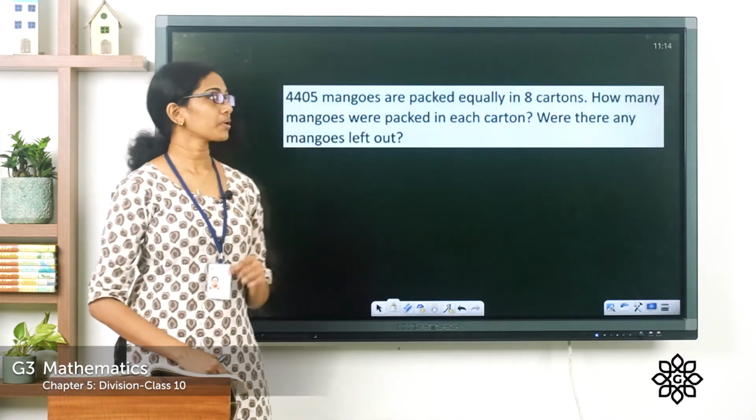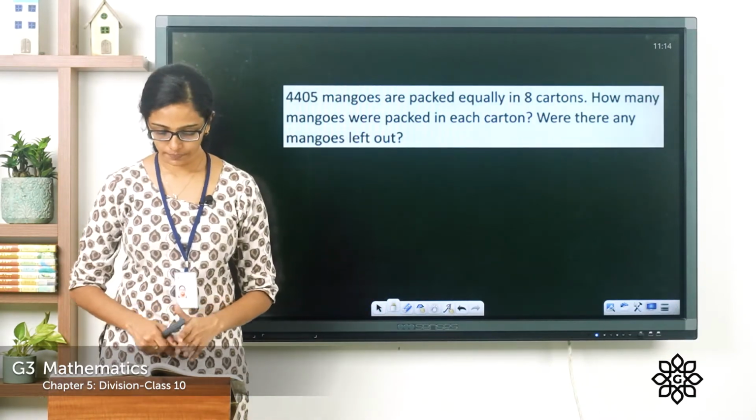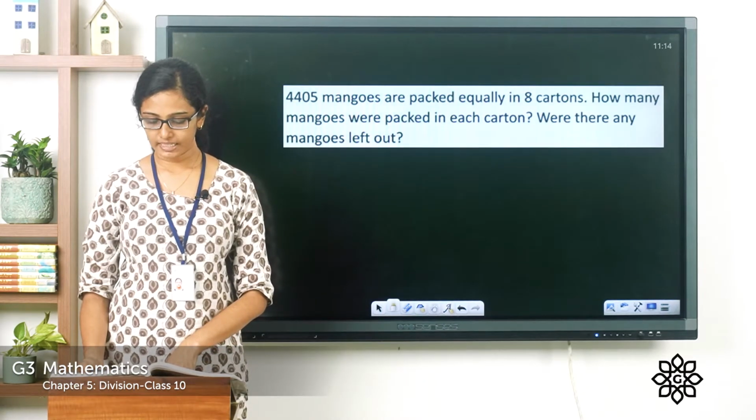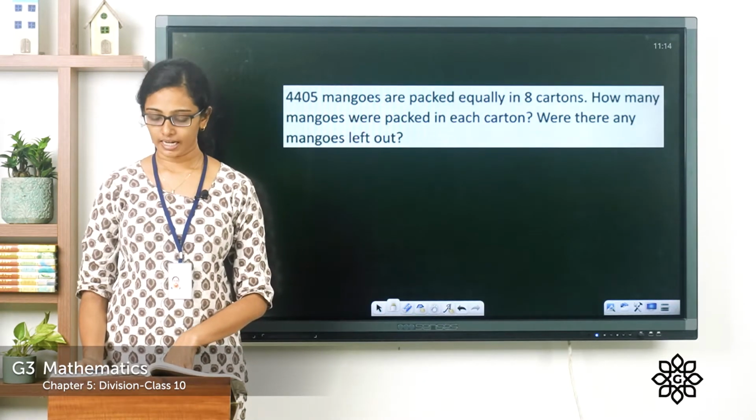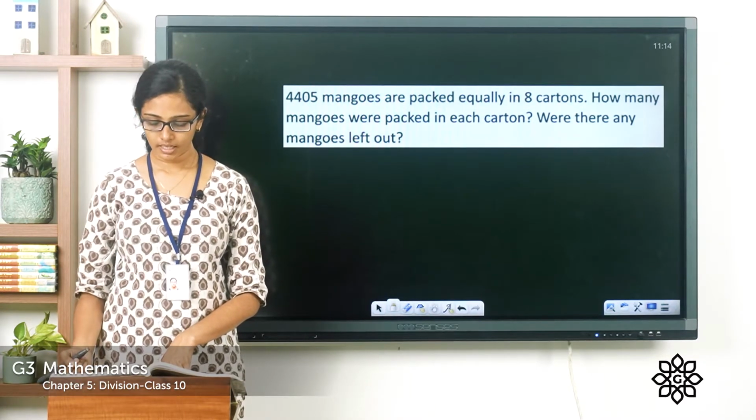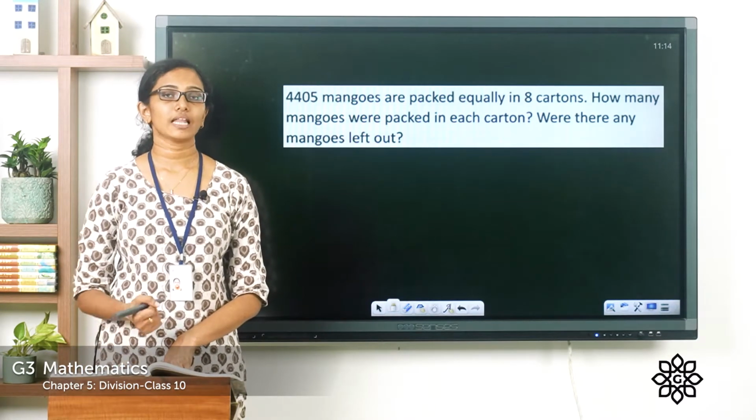Now, let's see one more question. This is also from your textbook. 4,405 mangoes are packed equally in 8 cartons. How many mangoes were packed in each carton? Were there any mangoes left out?